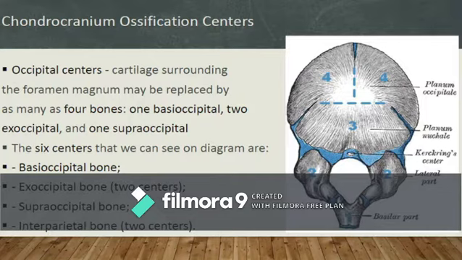So let's have the occipital center. Now the occipital center, the cartilage surrounds the foramen magnum. So this is the foramen magnum. It may be replaced by the main four bones. One, basio-occipital. So this is one basio-occipital. Two, exo-occipital on the lateral part. And one supra-occipital. And we have the last one, the interparietal bone, which is composed of two areas.